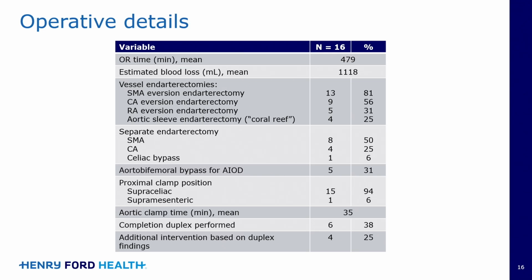Looking at our data, a separate SMA endarterectomy was performed in half of the patients and celiac in almost 1/3. One patient required a celiac bypass because the origin of the celiac got very thin after the endarterectomy. Majority had a supraceliac clamp placed proximally with a mean clamp of 35 minutes. Completion duplex was performed in 6 patients, with 4 of these requiring additional separate endarterectomies of the endpoints based on the duplex findings.